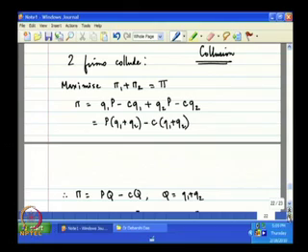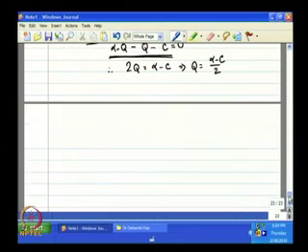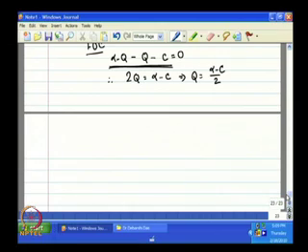So, this is going to be the total output if the firms decide to maximize their joint profit, their united profit. So, the individual output level will be half of this.